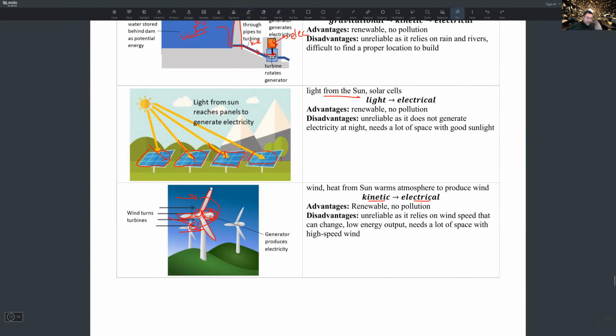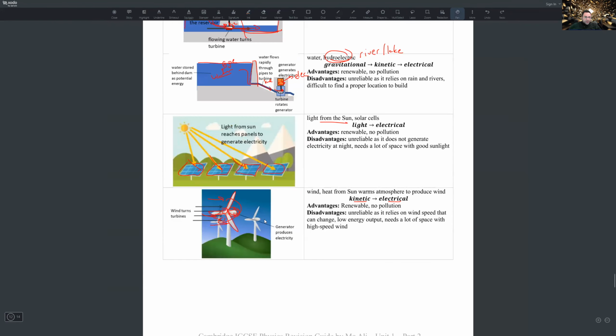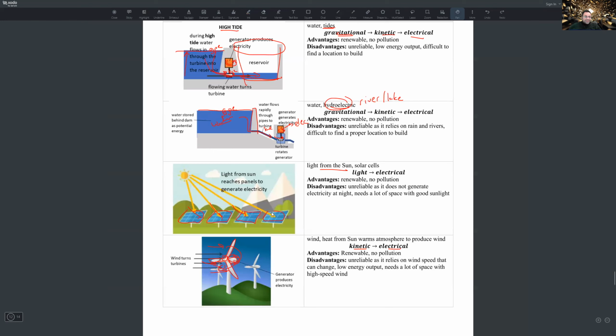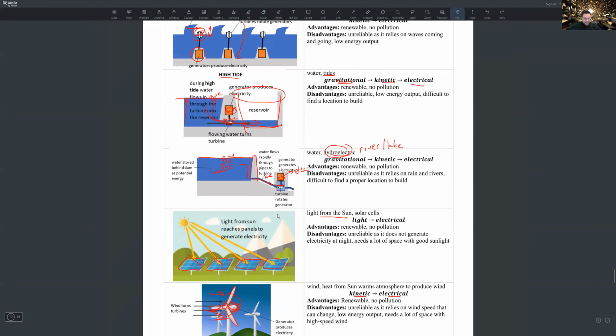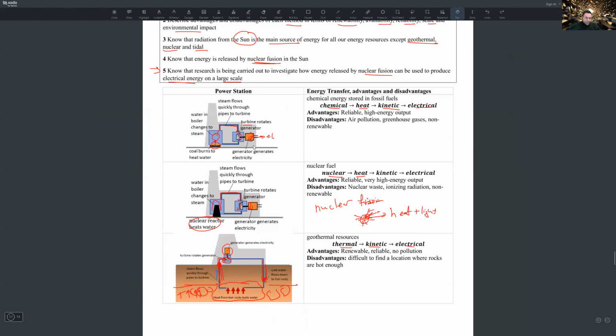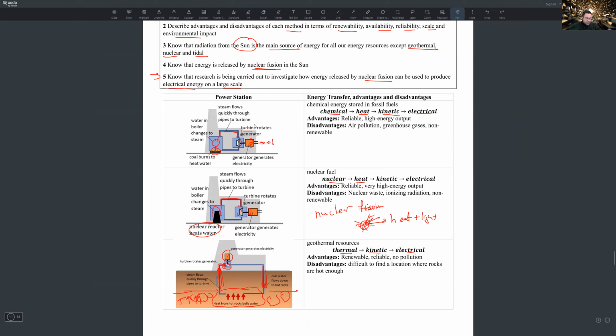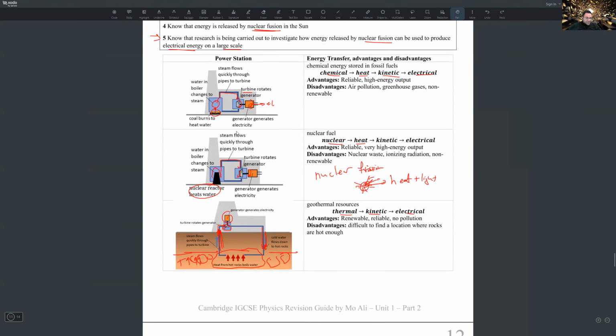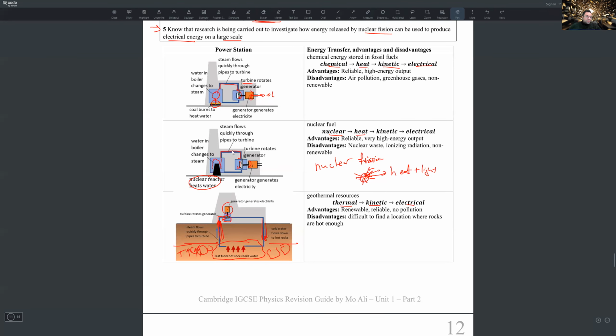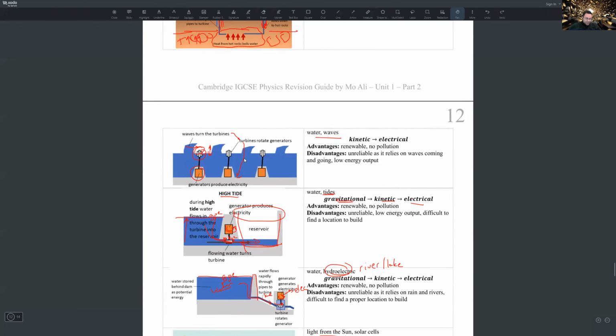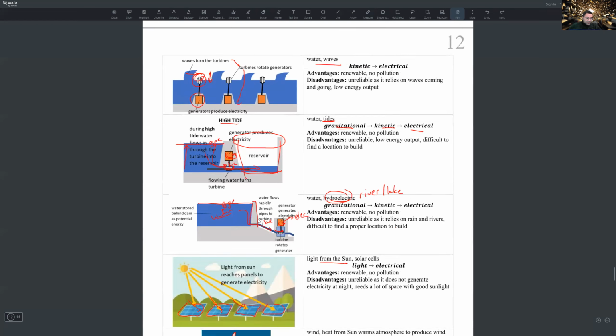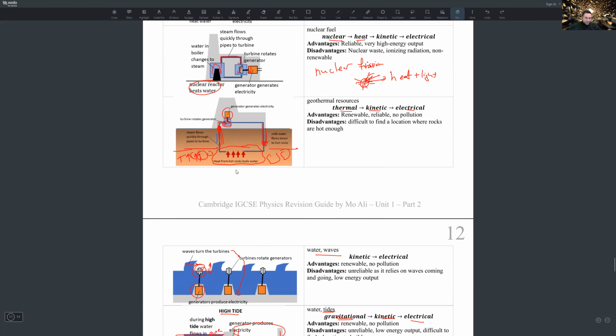Now, I want to say two things. First, there is a very important advantage and disadvantage, and that comes from the term reliability. You're all familiar with pollution. You know fossil fuels cause air pollution and contribute to greenhouse gases. Nuclear fuel creates nuclear waste, which is the type of pollution that is radioactive, and that's the danger. All the other types of renewables do not cause pollution. That's their advantage.